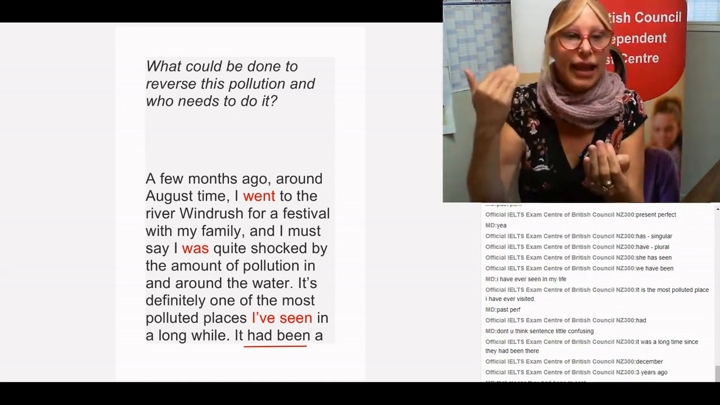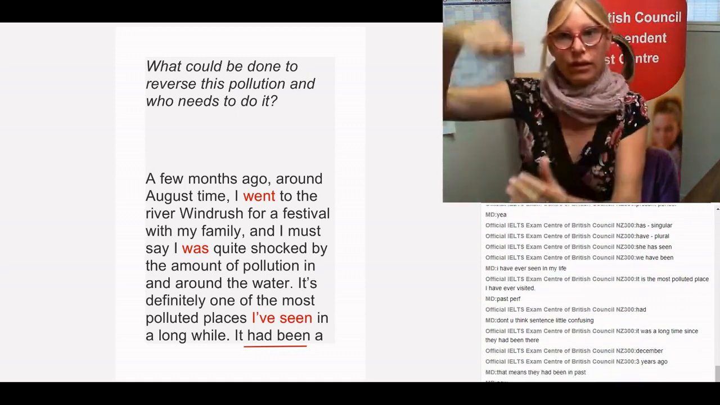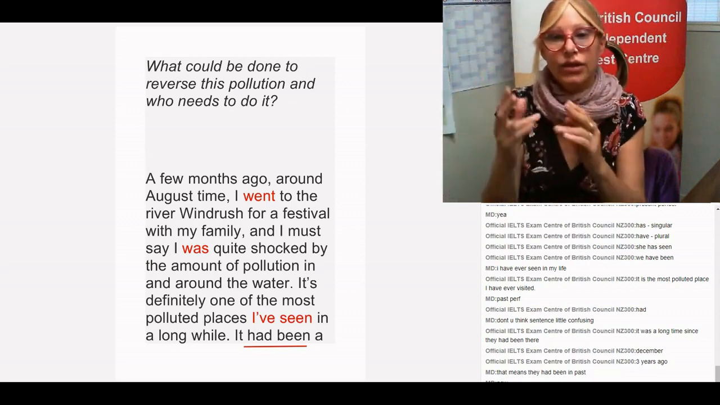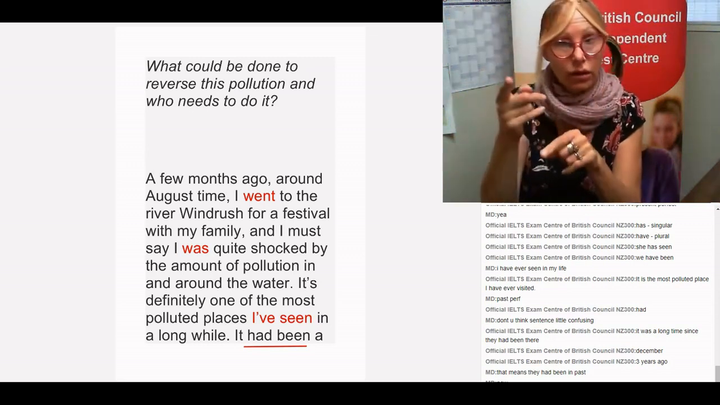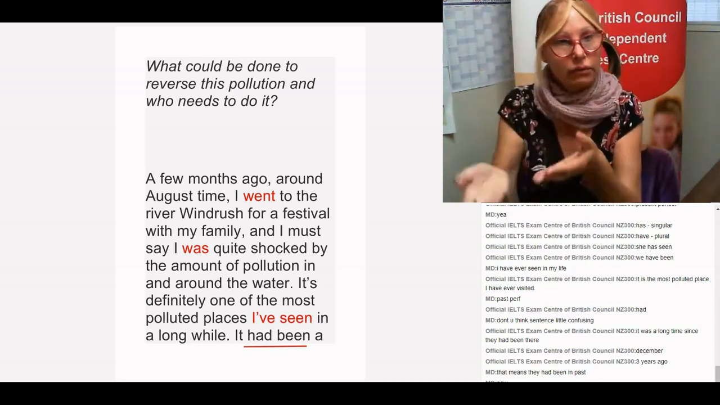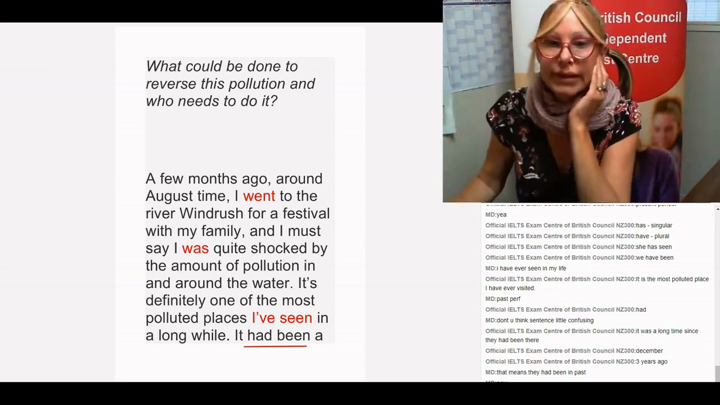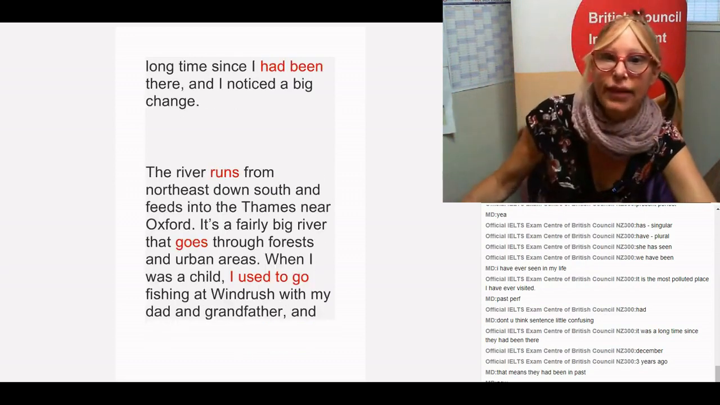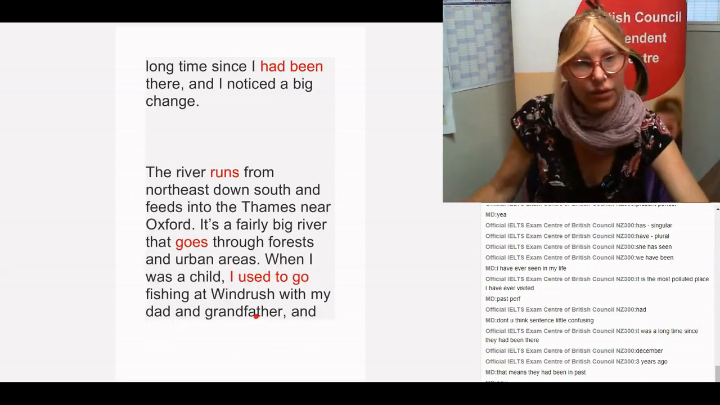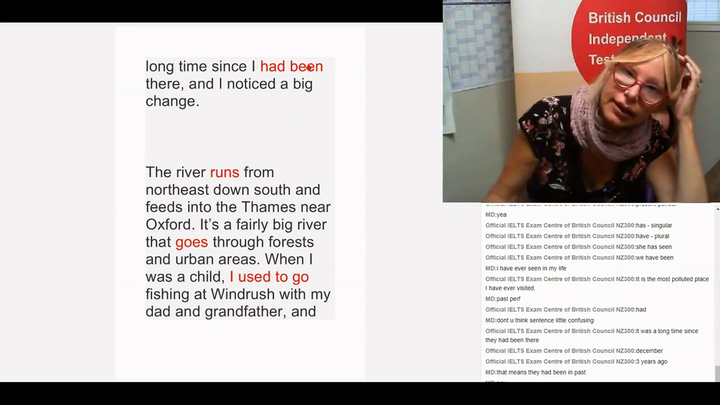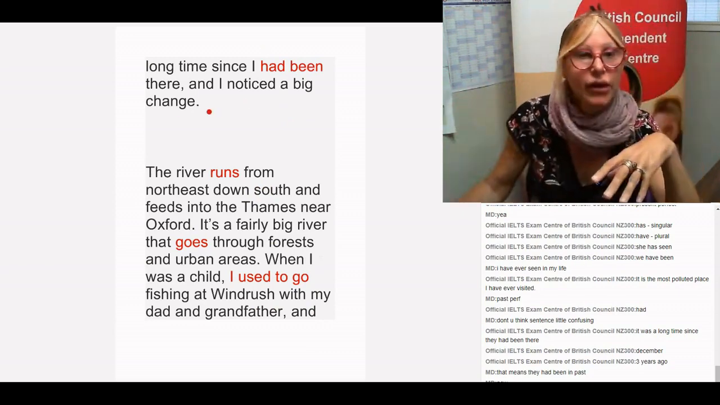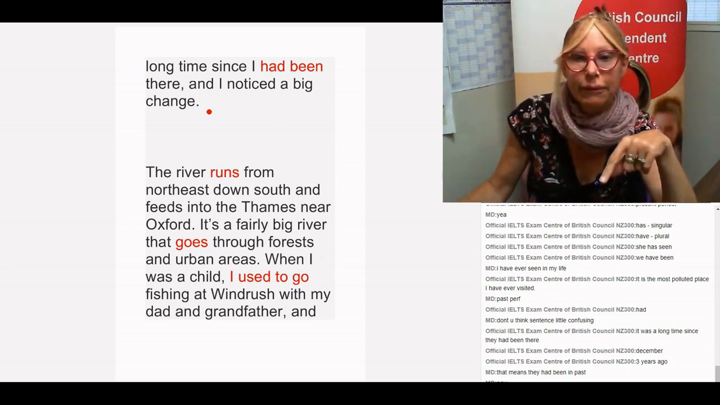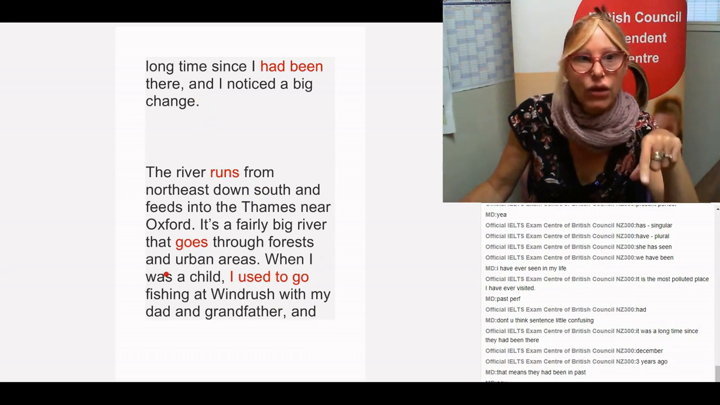Yes, that means that they had been to that river in the past. And that's why they're comparing the 2 times. They're comparing a few months ago in August, and then they're comparing it a long, long time ago. And what they're saying here with this past perfect is that there's a big change between the two times. Does that make sense? So they basically had gone there 3 or 4 years ago, let's say, and the river was not polluted. But when they went in August, a few months ago, they noticed a big change.